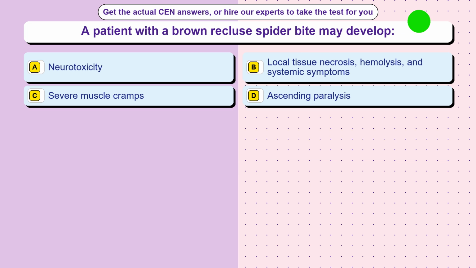Question 100. A patient with a brown recluse spider bite may develop Option A, neurotoxicity. Option B, local tissue necrosis, hemolysis, and systemic symptoms. Option C, severe muscle cramps. Option D, ascending paralysis.